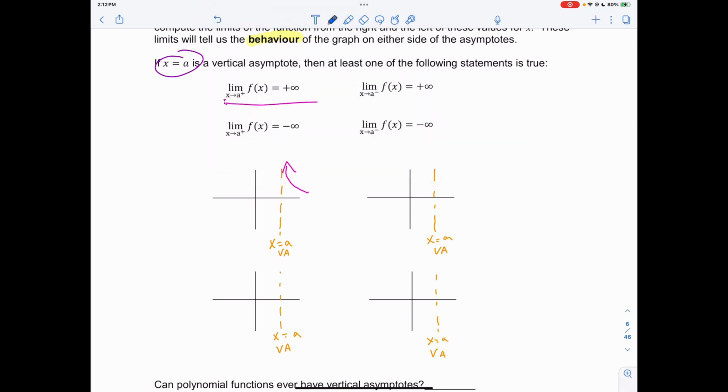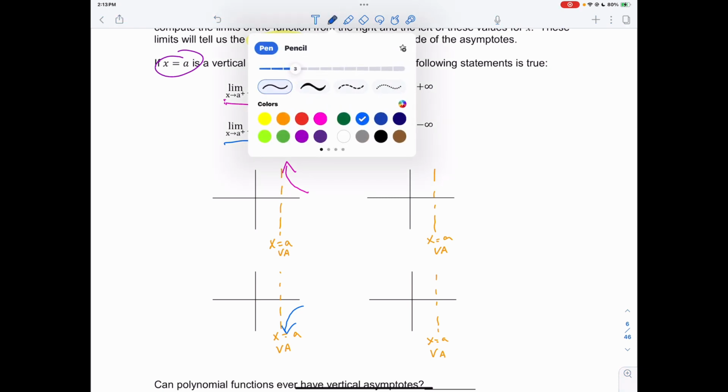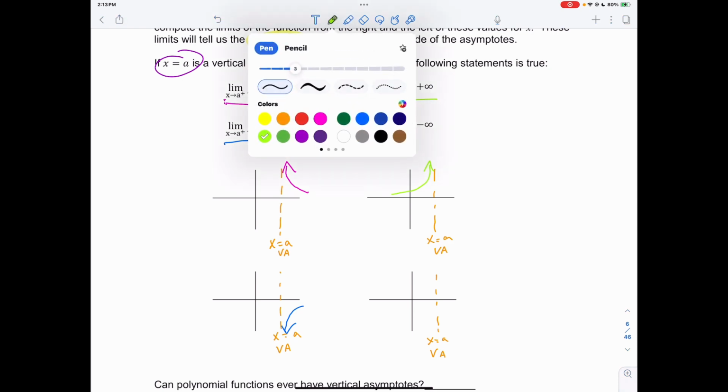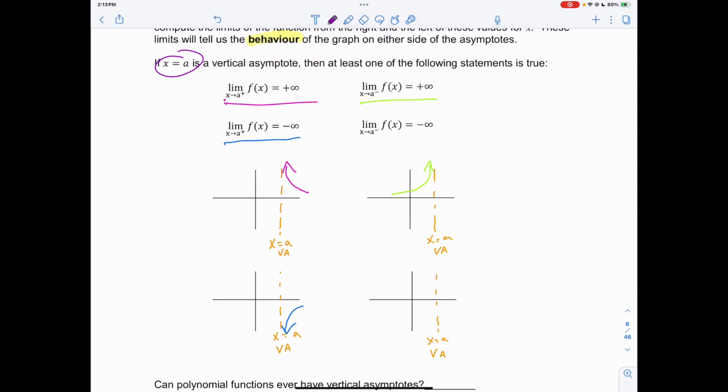I can say that as it approaches a from the right side, it can approach negative infinity. So I approach a from the right side and it shoots down to negative infinity, looking something like this. I can say that it approaches a from the left-hand side and shoots up to positive infinity, which would look something like this. Or I can say that it approaches a from the left side and shoots down to negative infinity, which would look something like this.